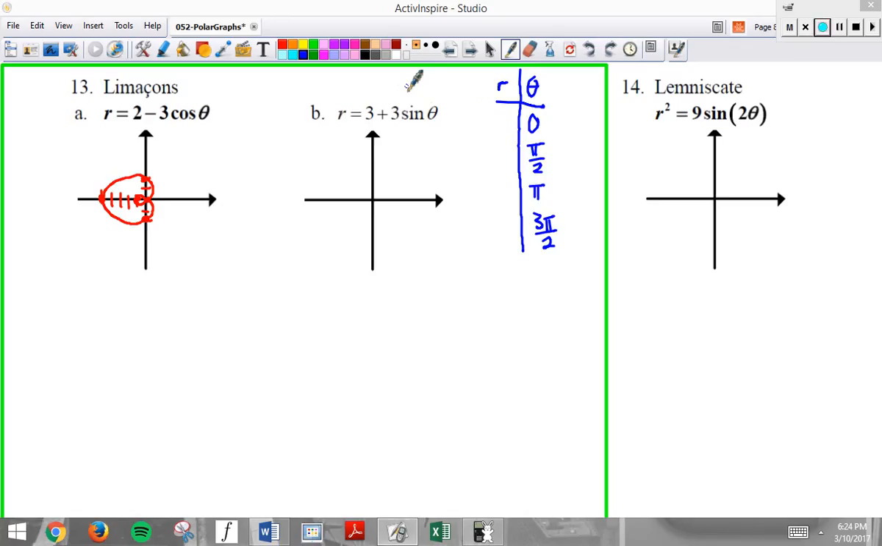So theta equals 0, this axis: 1, 2, 3. I'm right there. Theta equals pi over 2. Sine of pi over 2 is 1. 3 plus 3. Oh no, it's so big. 1, 2, 3, 4, 5, 6. I fit it in.